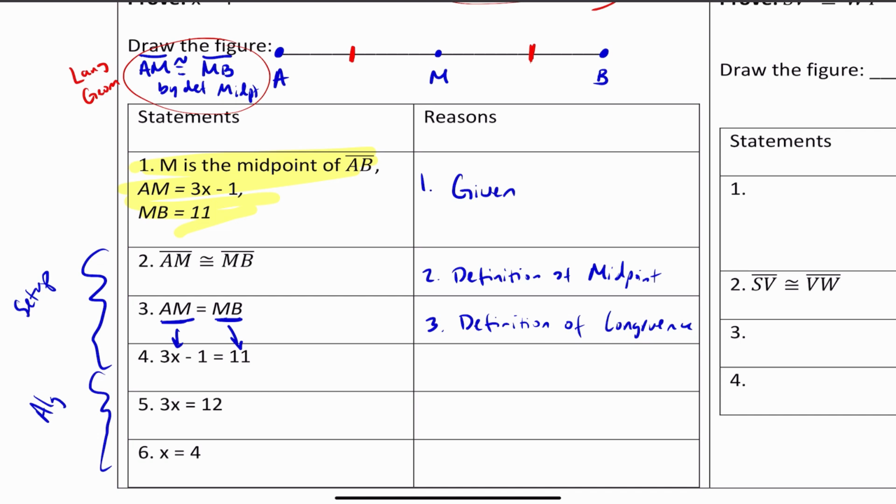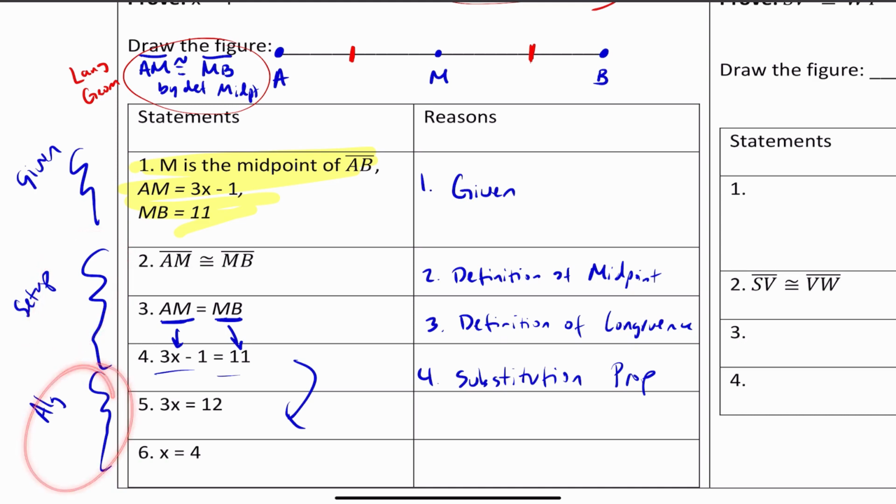This is me basically substituting. I'm replacing these variables with the expressions here. So this is me using the substitution property. Okay? And then going from here to here, this is just algebra, right? So here, this is my given. Here, this is my setup phase, and then now I'm going to the algebra phase.